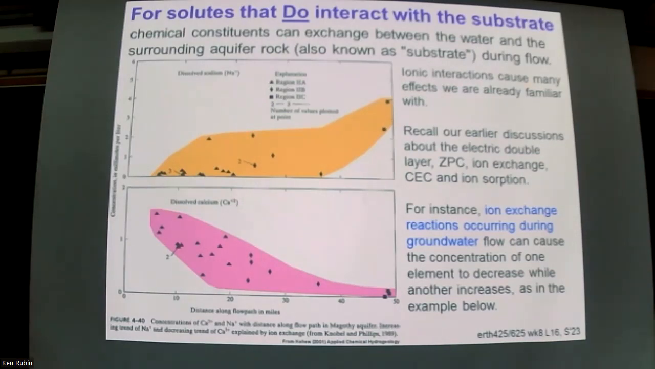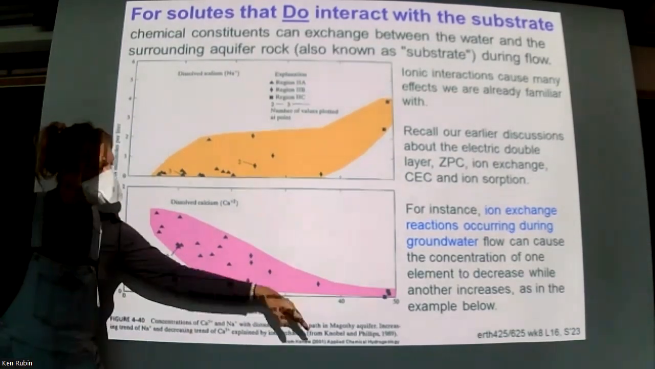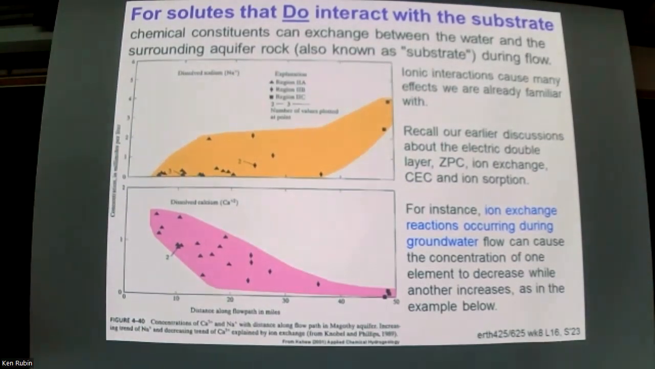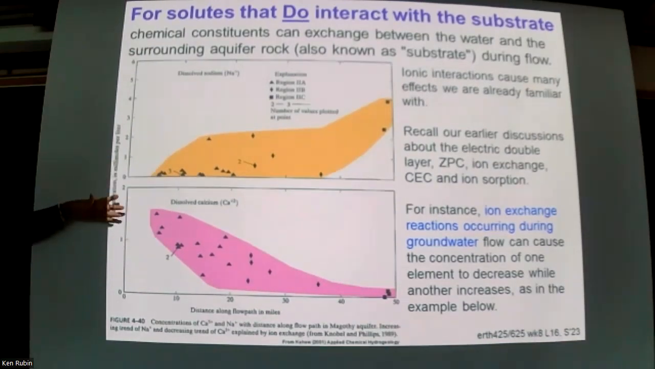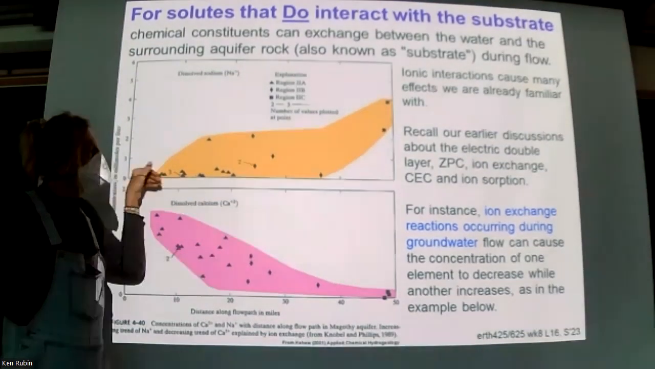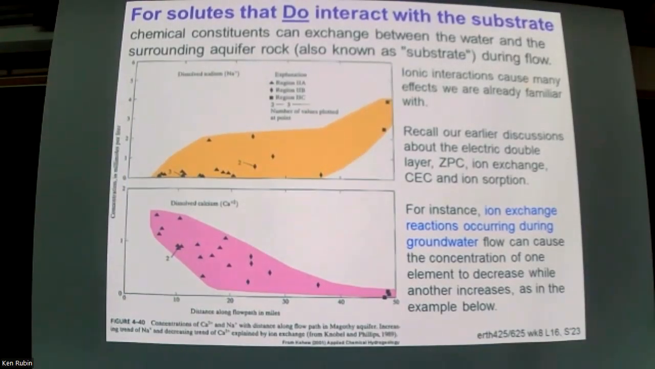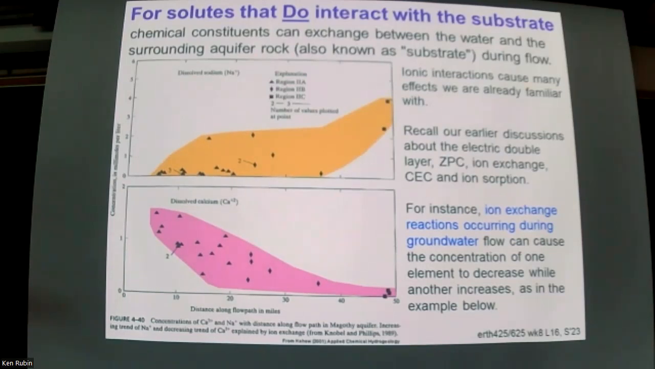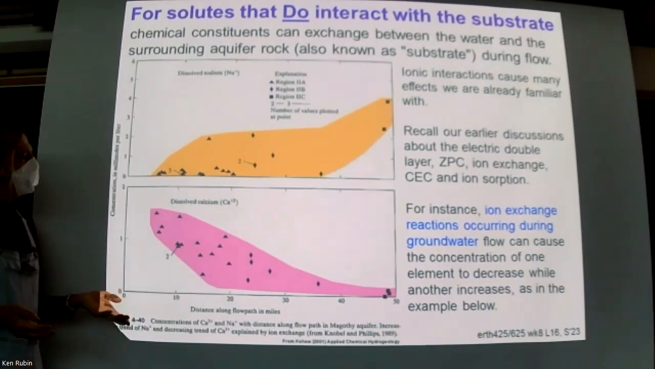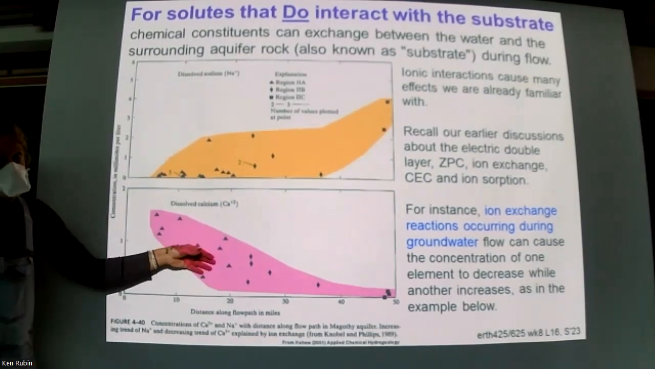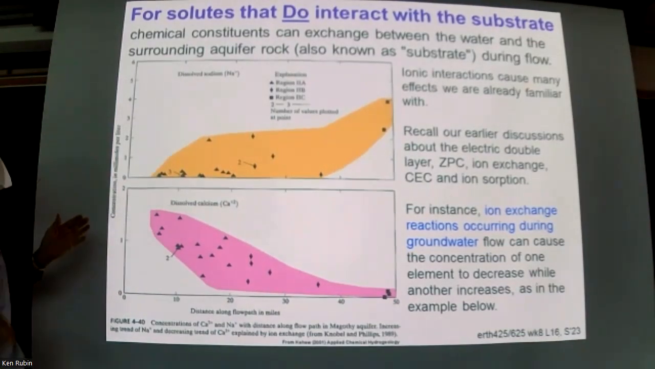So for instance, this is an example where we're looking at distances along a flow path in miles. This is 50 miles along. And we're looking at the concentration of two things in the water: dissolved calcium down here and dissolved sodium down here. And we can see here that the calcium concentration is going down and the sodium concentration is going up. So what's happening? Well, somehow the materials in the subsurface, presumably clay particles or other charged particles, are undergoing ion exchange, where they're pulling calcium ions out of solution and liberating sodium ions into solution, right? And so we're getting a compositional change along the flow path.